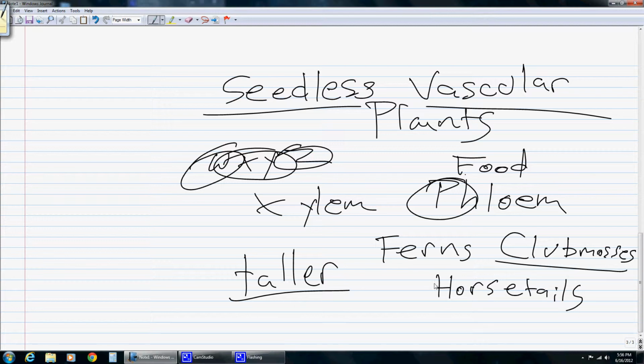And you guys have probably seen some of these before. Now, again, these ones are going to be relying heavily on a lot of water to use in reproduction, so you're not really going to see any of these things in Vegas unless you have them there artificially.